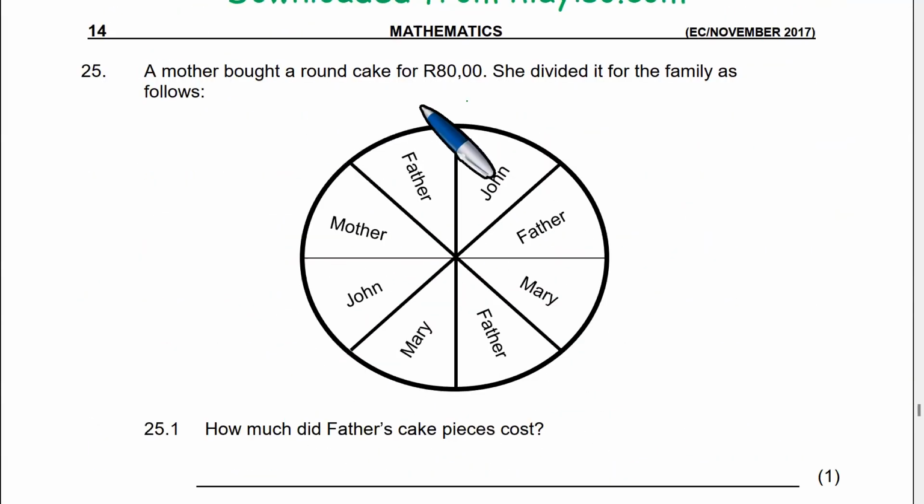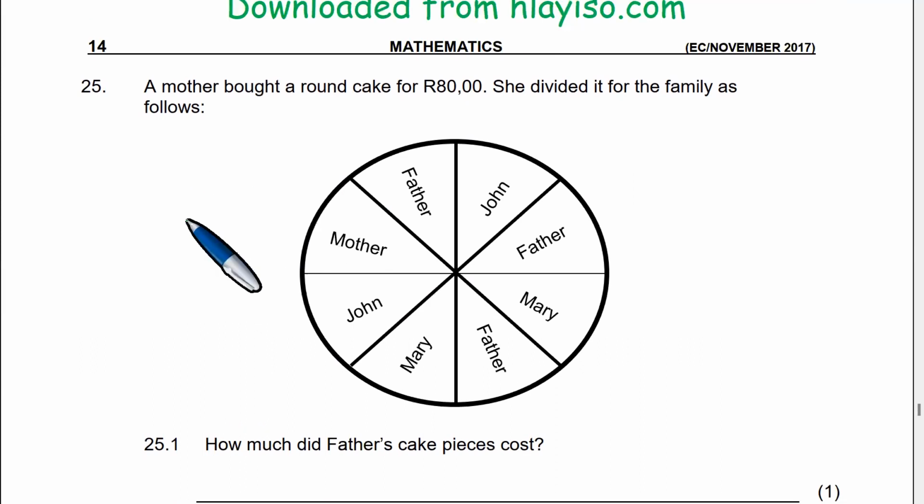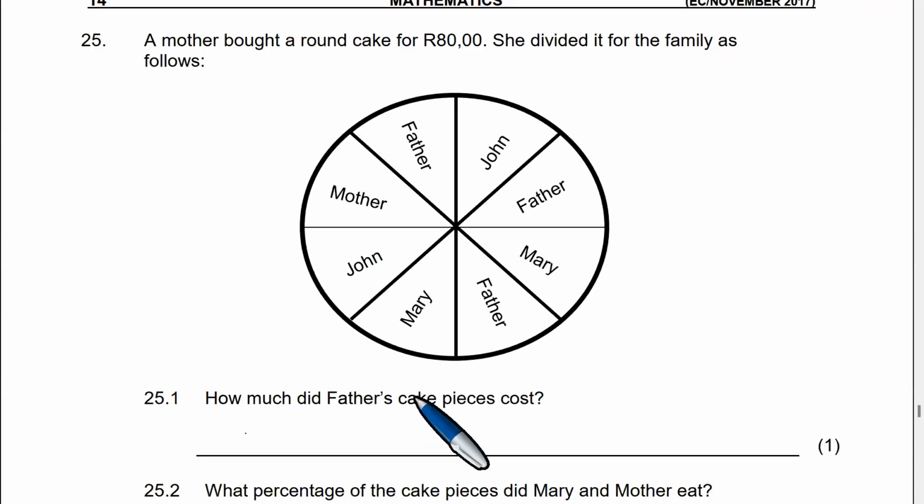The mother bought a round cake for 80 rand. She divided it for the family as follows. A portion was cut for John, the father got 3 parts, the mother got a part, John got a part, and Mary got 2 parts. How much did the father's cake pieces cost?